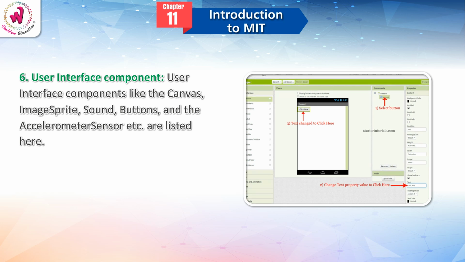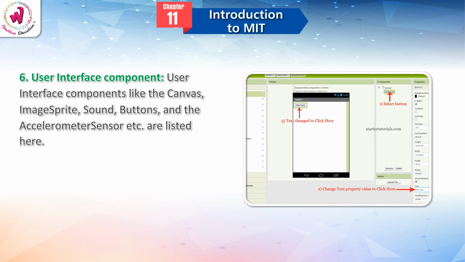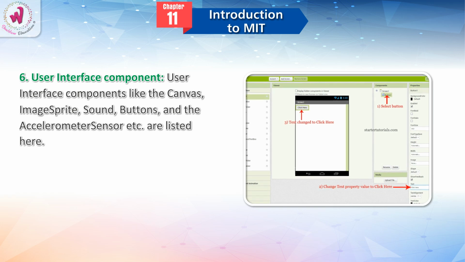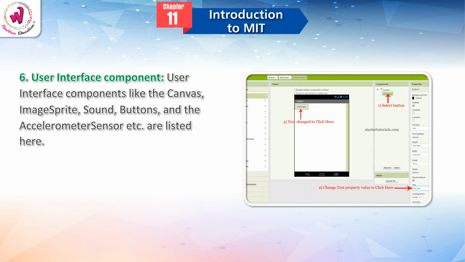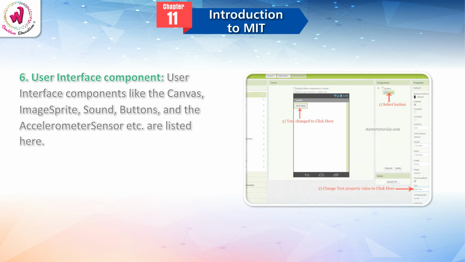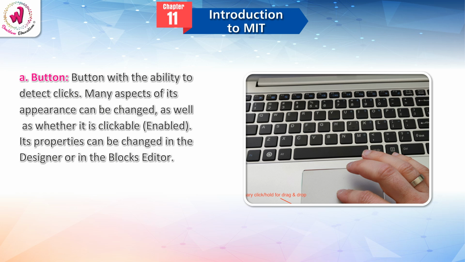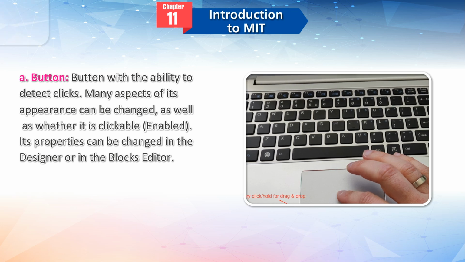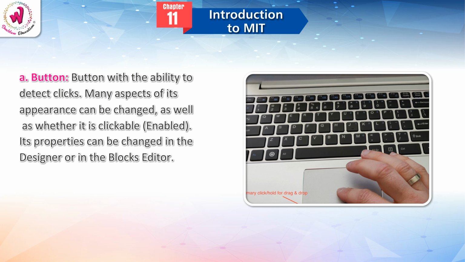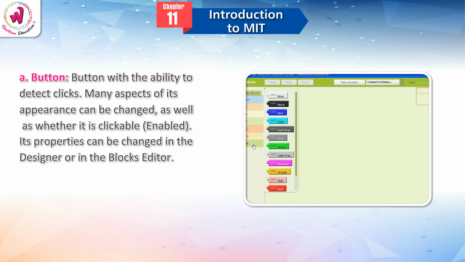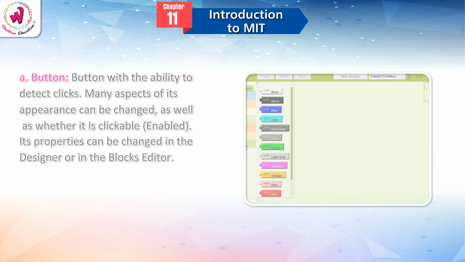6. User interface components. User interface components like the canvas, image sprite, sound, buttons, and the accelerometer sensor, etc. are listed here. A. Button. Button with the ability to detect clicks. Many aspects of its appearance can be changed, as well as whether it is clickable (enabled). Its properties can be changed in the designer or in the blocks editor.